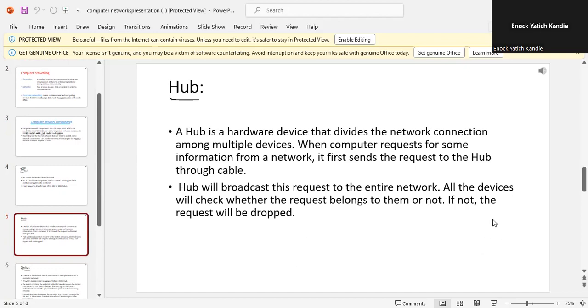When a computer requests some information from a network, it first sends the request to the hub through a cable. The hub will broadcast this request to the entire network. All the devices will check whether the request belongs to them or not. If it does not belong to them, the request will be dropped. So that is the work of a hub.